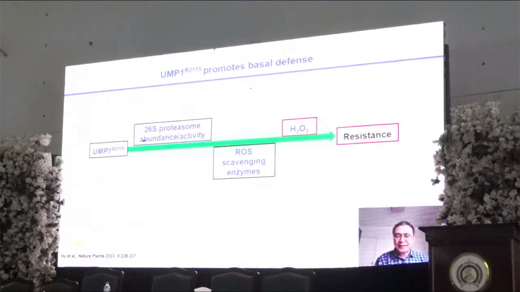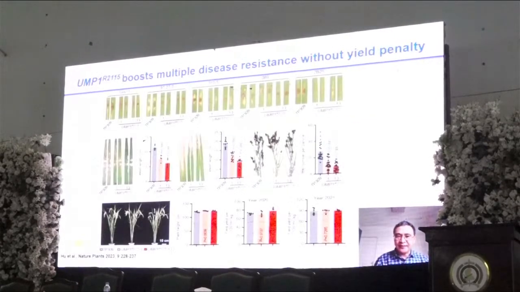So I use this model to show UMP1 in YH2115 confers enhanced resistance by promoting increased 26S proteasome abundance and activity, leading to degradation of ROS scavenging enzymes, resulting in defense. So this can cause resistance to multiple diseases. And we found that indeed this causes broader spectrum resistance to rice blast.